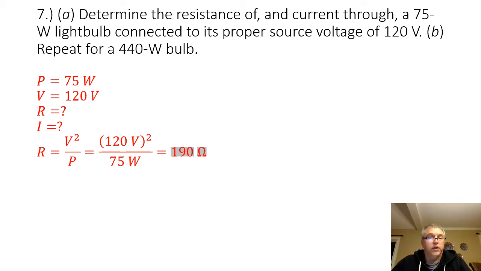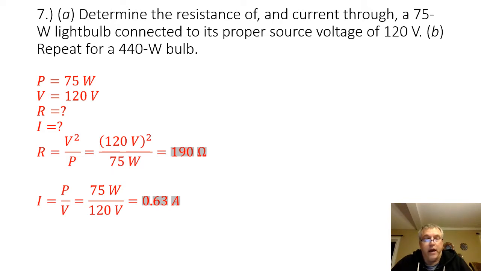To find the current with the power and the voltage, we divide 75 watts by 120 volts, and that is going to equal 0.63 amps. Seeing how we had gotten the resistance in the first part, 190 ohms, we could have used V equals IR, solving that for I, because we had the resistance at that point. So there's more than one way to solve for the current, but we just kept it with our known values of the power and the voltage. But I certainly could have done that by taking the voltage and dividing it by the resistance, and I would have gotten the same answer.